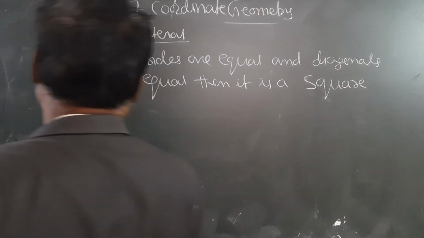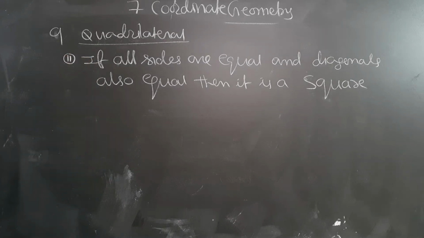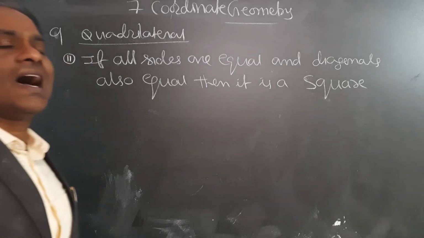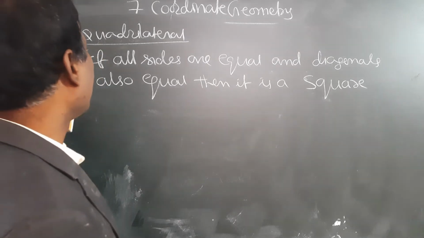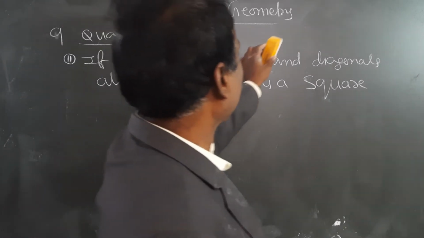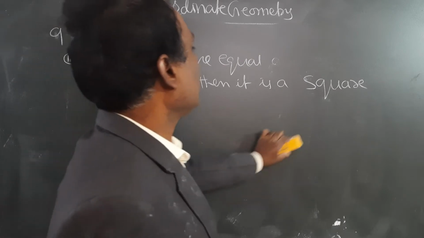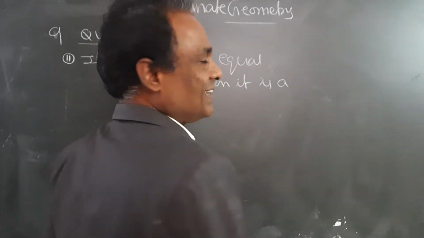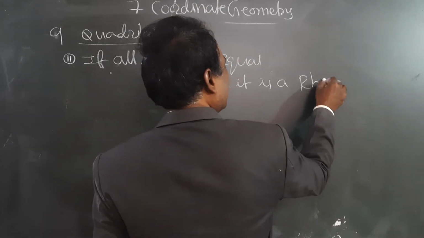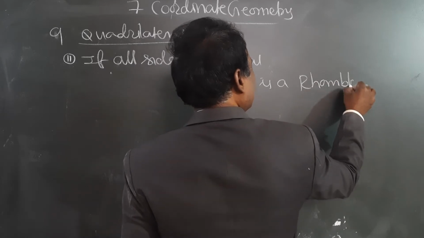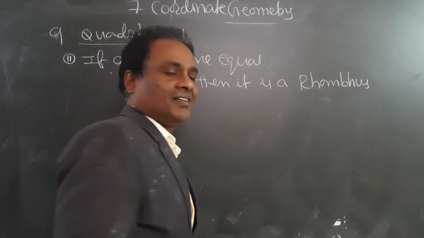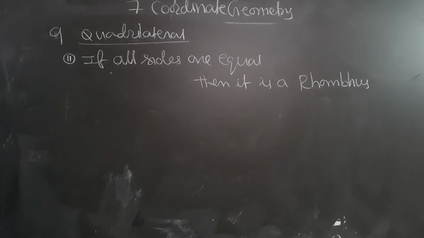Next, second. If only all sides are equal, then it is a rhombus. Rhombus also has all sides equal.